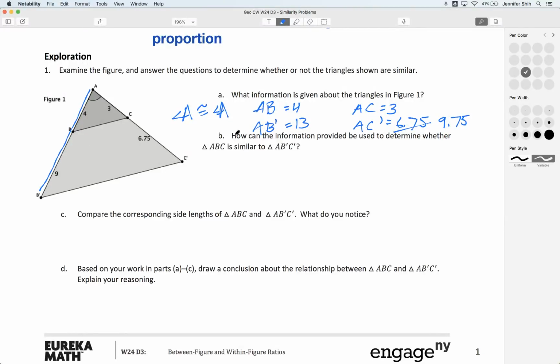Okay, part B. So this is just all the given information. That's all I have. I don't know anything about this B prime C prime line. I don't know anything about this BC line. I don't know if they're parallel. I don't know that yet. So how can the information be used to determine whether triangle ABC is similar to AB prime C prime?